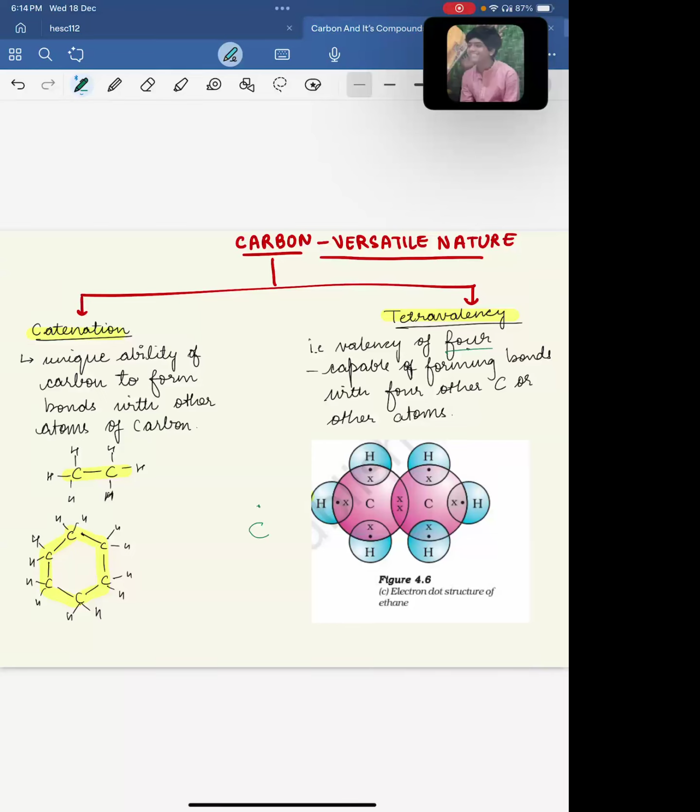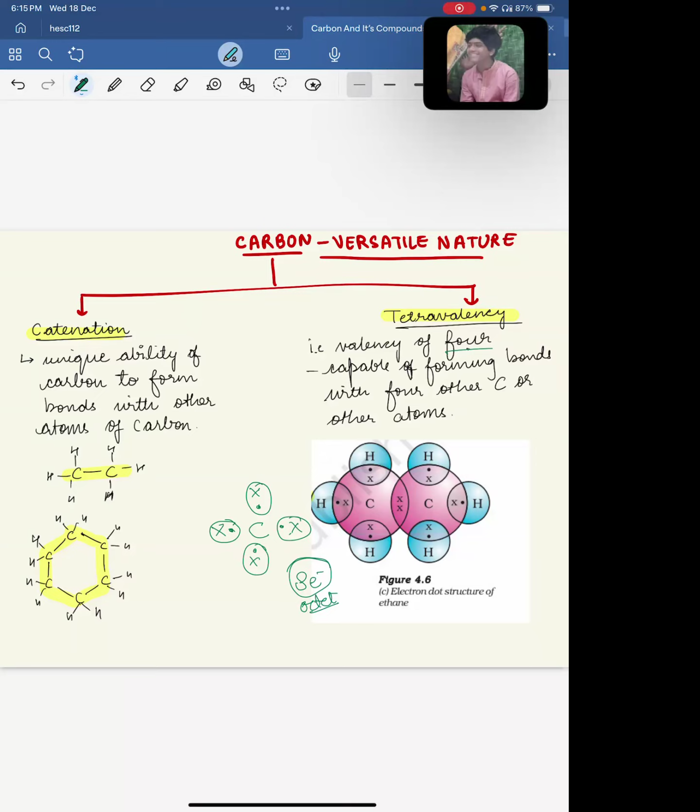Carbon has 4 electrons in its valence shell. So to complete its octet, how many electrons does it need? To complete its octet, eight. It already has 4, so how many more will it need? 4 more. That means it can form bonds with four other atoms.